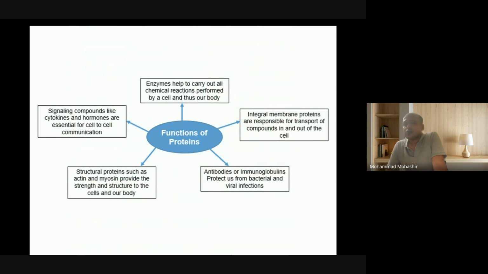Now, if you want to understand the functions of proteins, there is a wide range of protein functions. Enzymes help to carry out all the chemical reactions performed by a cell and thus our body, and all enzymes are proteins. Integral membrane proteins are responsible for the transport of compounds in and out of the cell. Then antibodies or immunoglobulins protect us from bacterial and viral infection. Structural proteins such as actin and myosin provide the strength and the structure to the cells and our body. Signaling compounds like cytokines and hormones are essential for cell to cell communication.